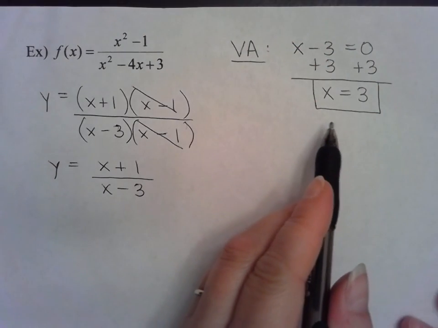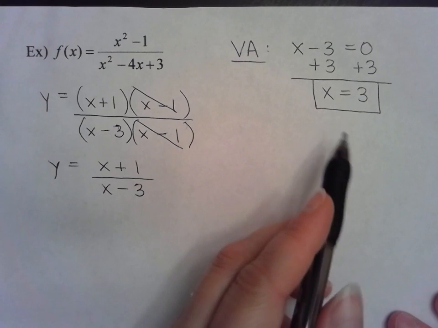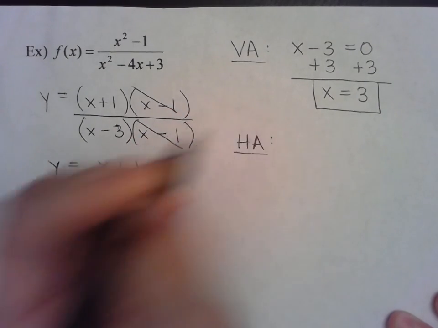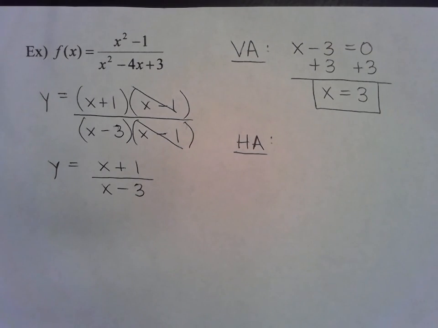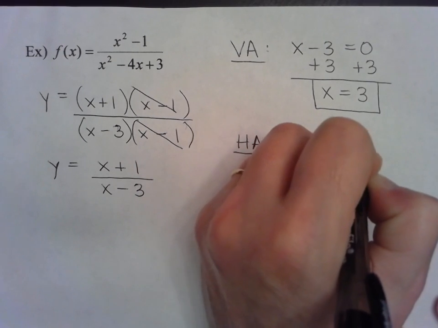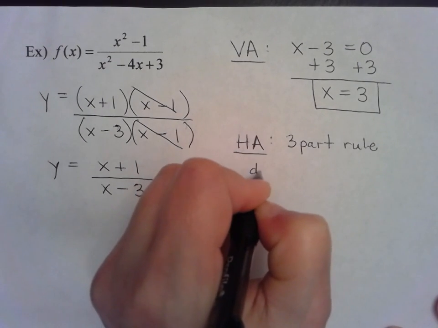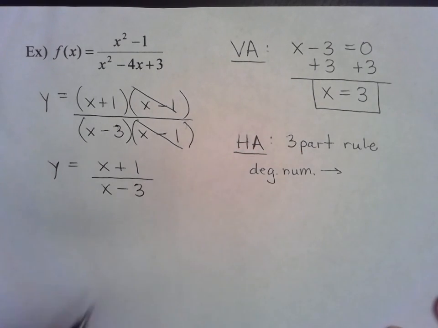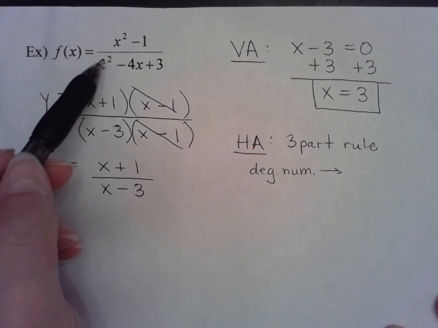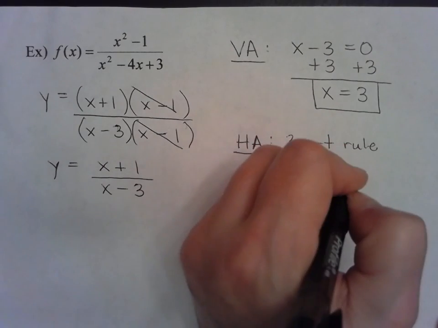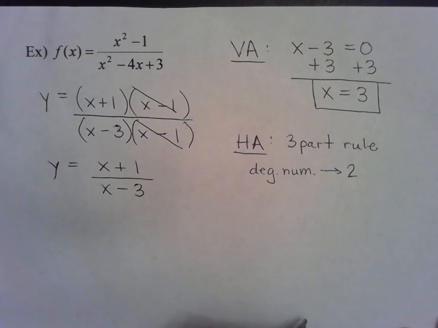So I'm going to have a vertical asymptote at x = 3. For my horizontal asymptote, I can use that 3-parted rule. The degree of the numerator, for whatever reason, I always go back to the original for this, but like we said earlier, you could use either one. Okay, I'm going to use the original this time just because that's what I like to do, but you could do whatever you like.